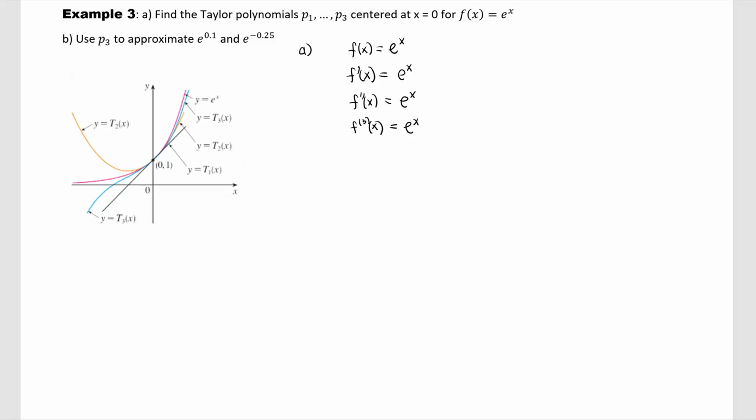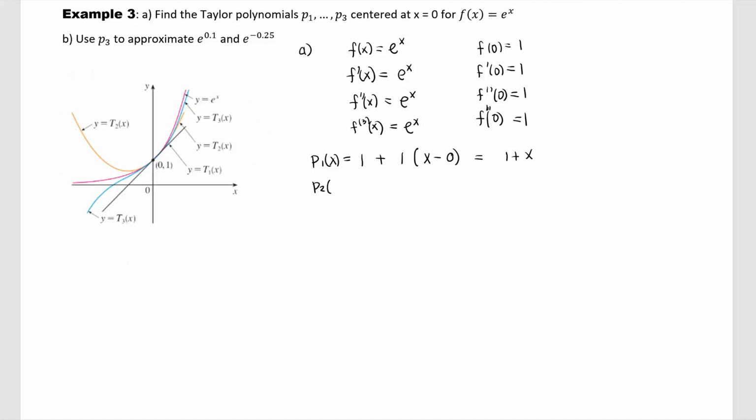Right? Okay, so that's why when we plug in x is 0, we get f of 0 is 1, f prime of 0 is 1, f double prime of 0 is also 1. So all the derivatives when we plug in 0 are going to be 1. Okay, so what is P1? P1 is f of 0 plus f prime of 0 times x minus a. a is 0. So that is 1 plus x. That is P1. So far, so good, everybody?